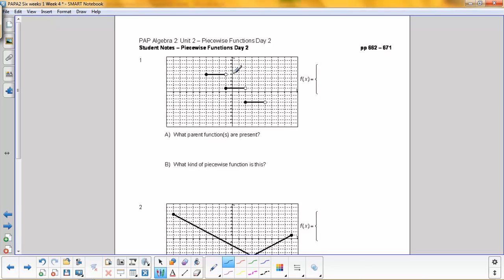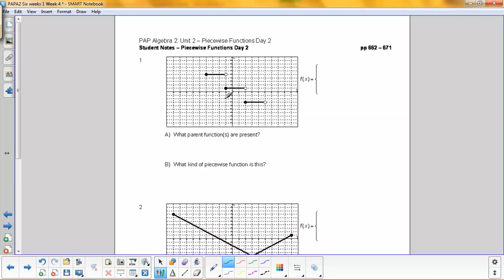Piecewise functions day 2. No new vocabulary today. We'll simply be looking at graphs and interpreting the equations and the rules that we'll use to separate those equations into their distinct piecewise function format. So first of all, you have to notice what's going on in the graph.